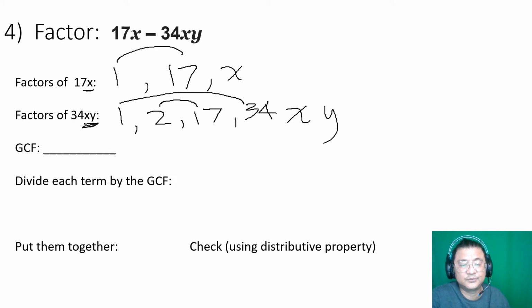Next, let's select which is common. The common factors are 17 and x. So let's write it down. The common factor is 17x.